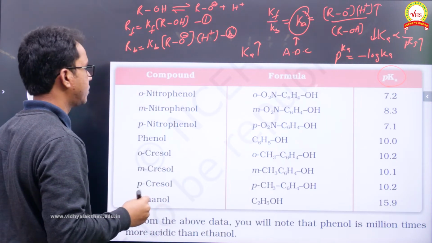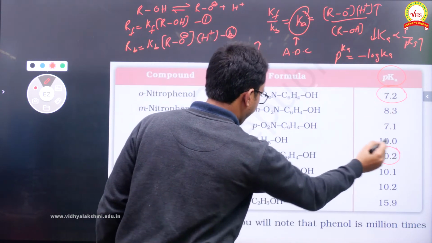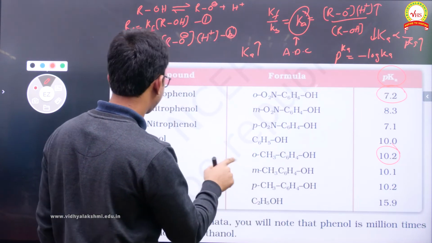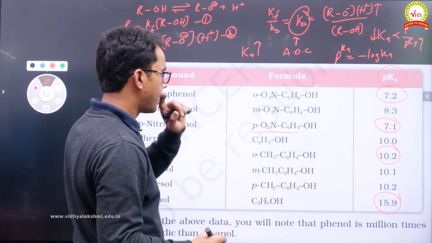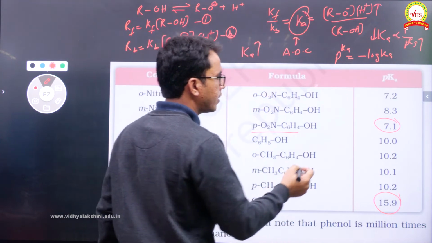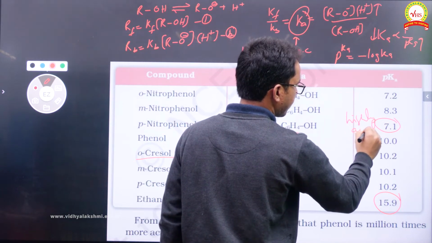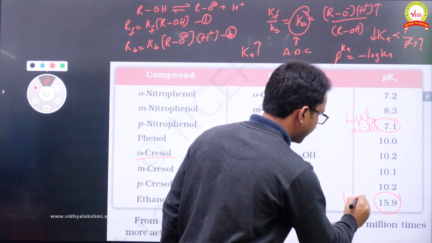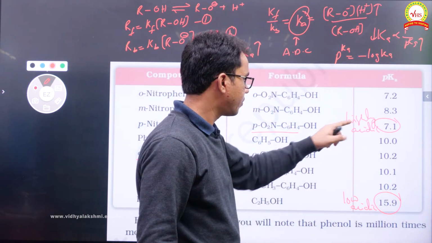If you take the first one, orthonitrophenol, and 10.2, which one is the 10.2 here? We have orthocresol, and let us take this one, paranitrophenol, 7.1, and the highest one is ethanol here. Now, if you take all these, the lowest pKa value and the highest pKa value: the one which has the lowest pKa value is highly acidic. The one which has the highest pKa value is low acidic. This is the highest acidic one.